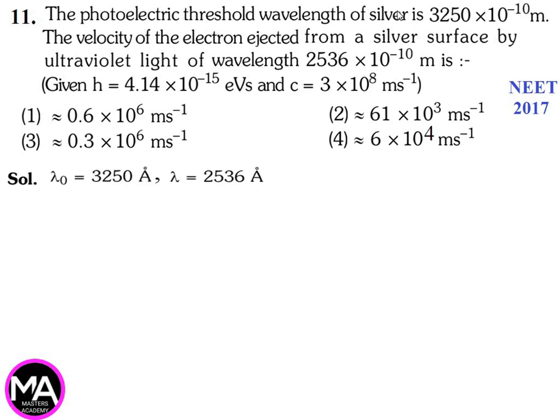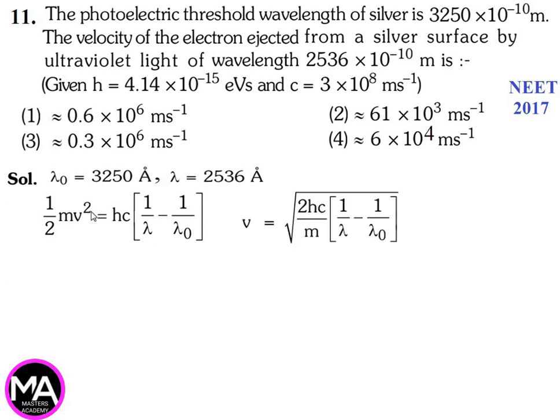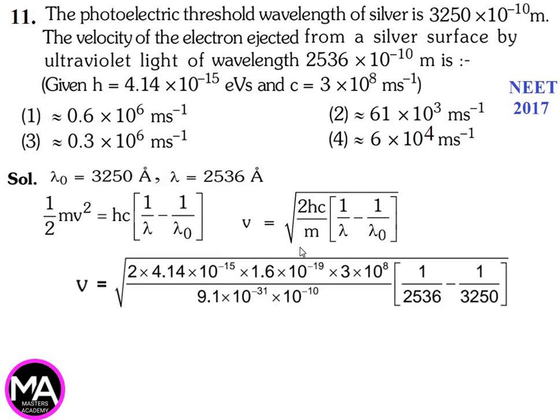The threshold wavelength of silver is lambda naught, 3250 angstrom, and the wavelength of ultraviolet light is given as 2536 angstrom. Now, the maximum kinetic energy, half mv square, is equal to hc into 1 by lambda minus 1 by lambda naught. Therefore, the velocity v is equal to square root of 2hc by m into 1 by lambda minus 1 by lambda naught. On substituting and calculating, the value of h is given as 4.14 into 10 raised to minus 15 eV s, which is 1.6 into 10 raised to minus 19 joule, into c value 3 into 10 raised to 8, divided by m, 9.1 into 10 raised to minus 31.